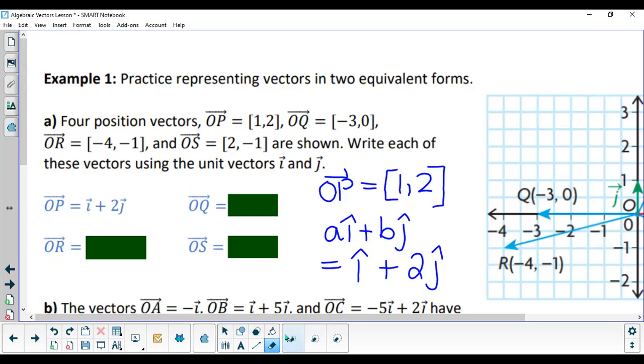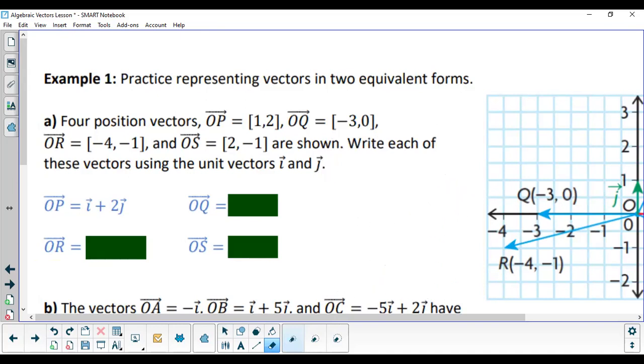So I want you to take a second and try each of these. And we're going to see if your answers match my answers. Okay, so take a second and try to break these up into horizontal and vertical components.